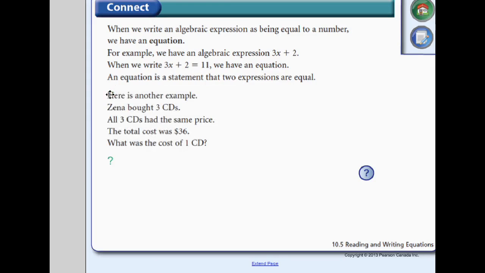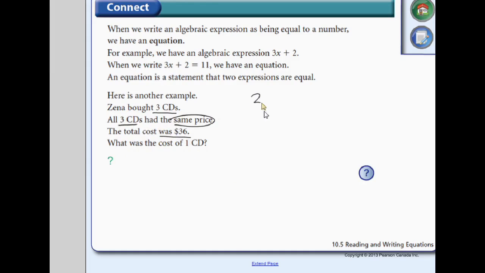So here's another example. Zena buys 3 CDs. All CDs have the same price, and this is important here. And the total cost is $36. What's the cost of one CD? So how would we write that?